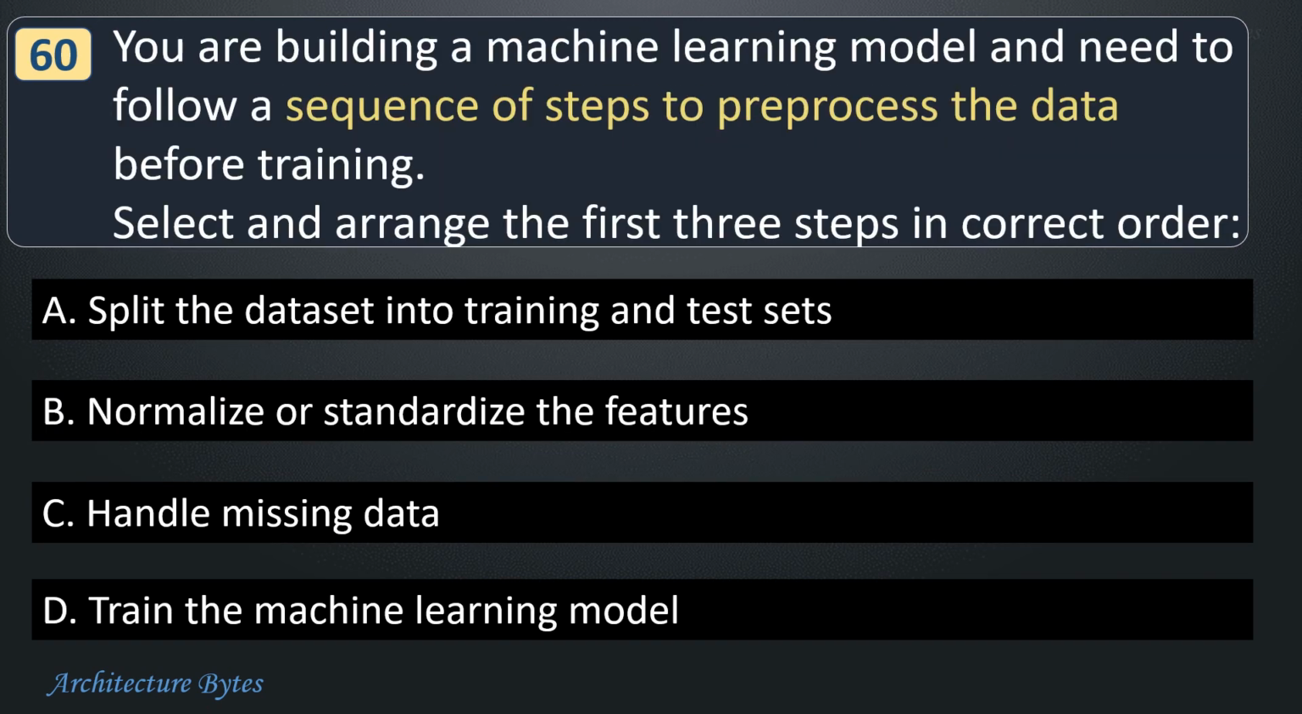You are building a machine learning model and need to follow a sequence of steps to pre-process the data before training. Select and arrange the first 3 steps in correct order. Option A, split the dataset into training and test sets. B, normalize or standardize the features. C, handle missing data. Or D, train the machine learning model.